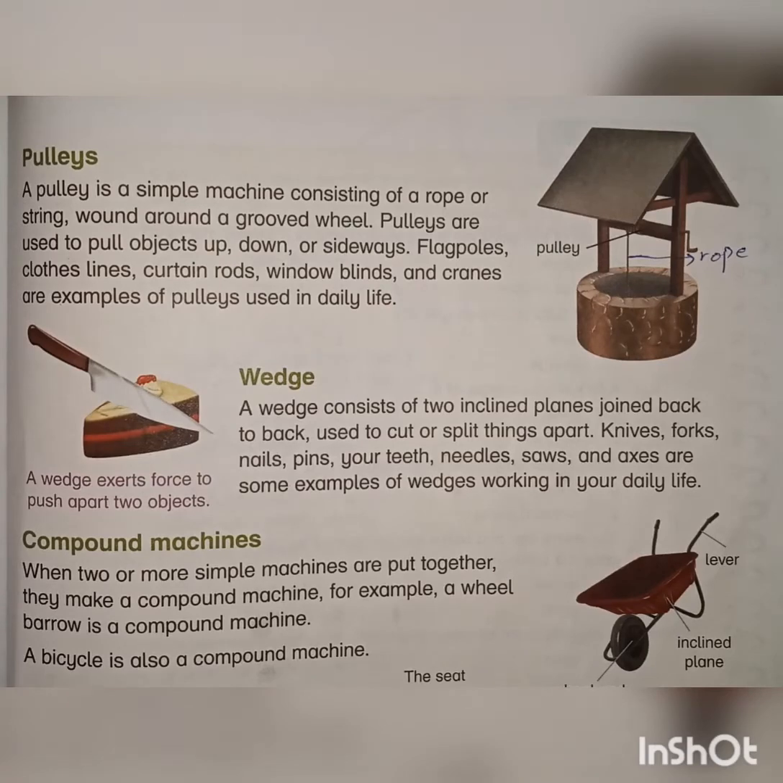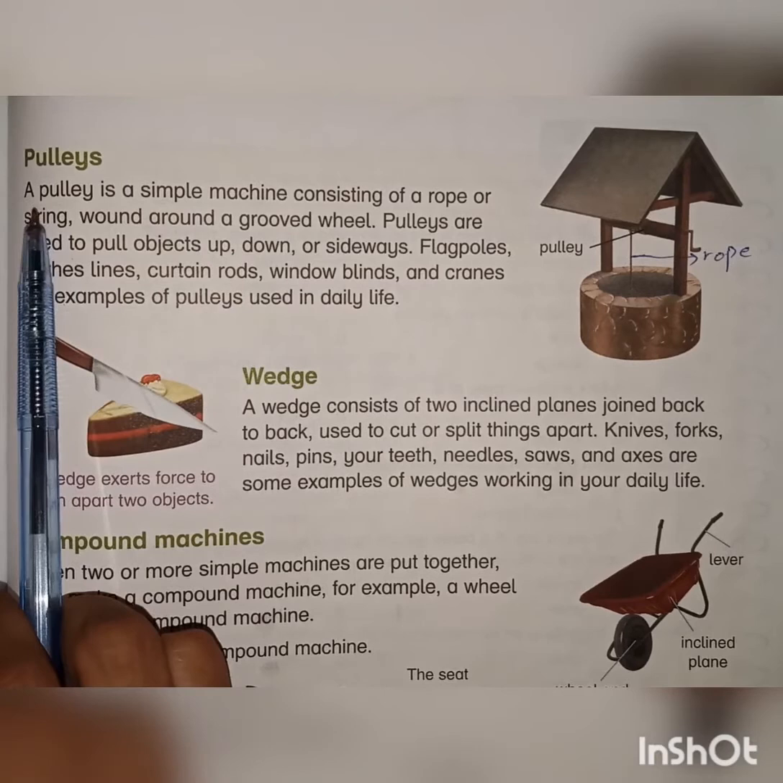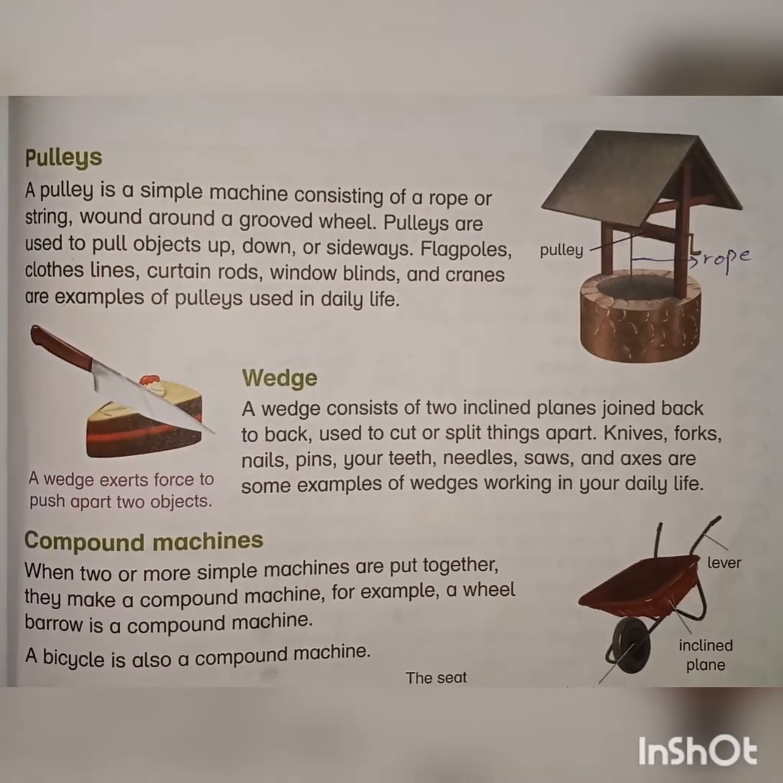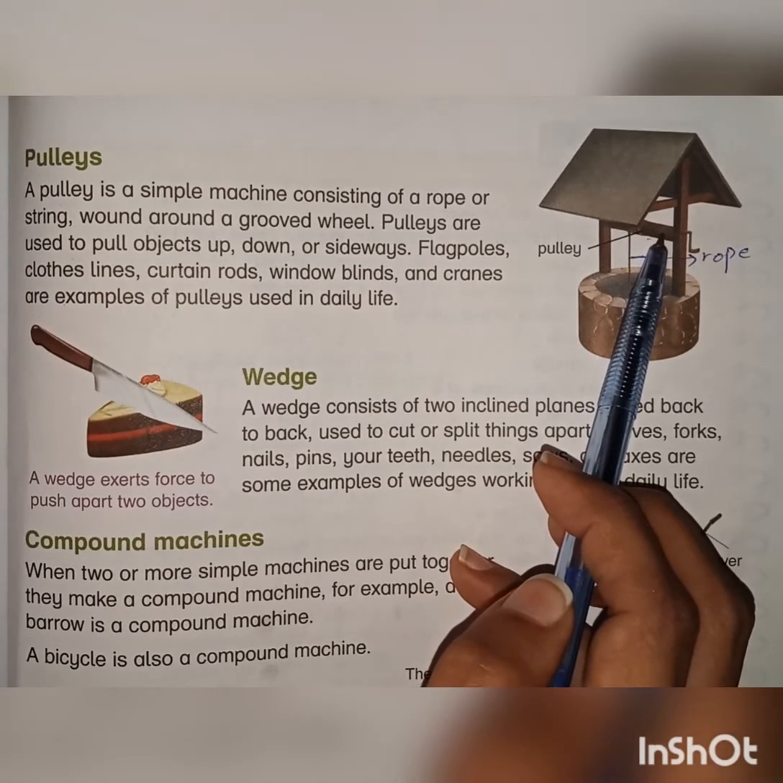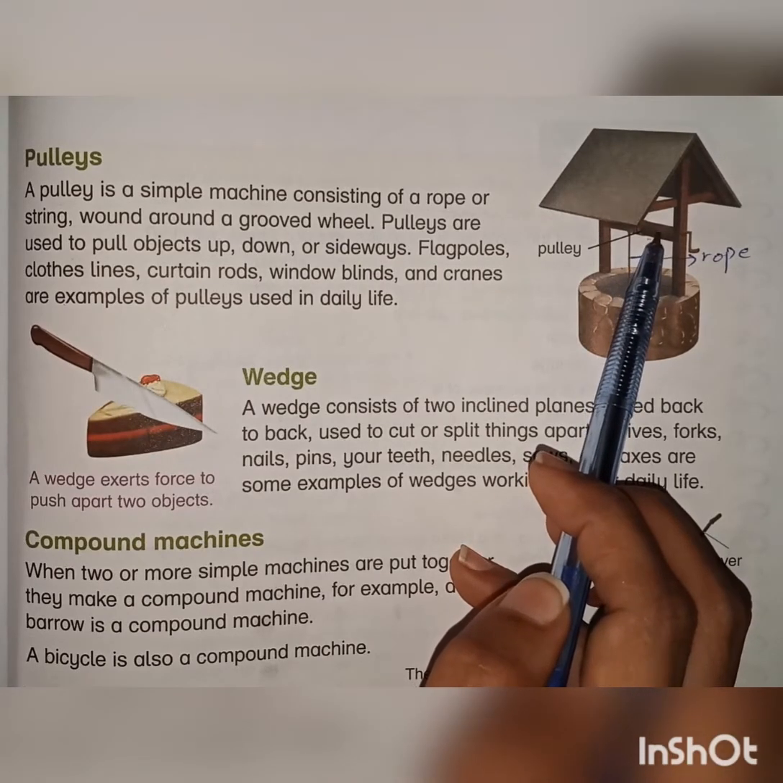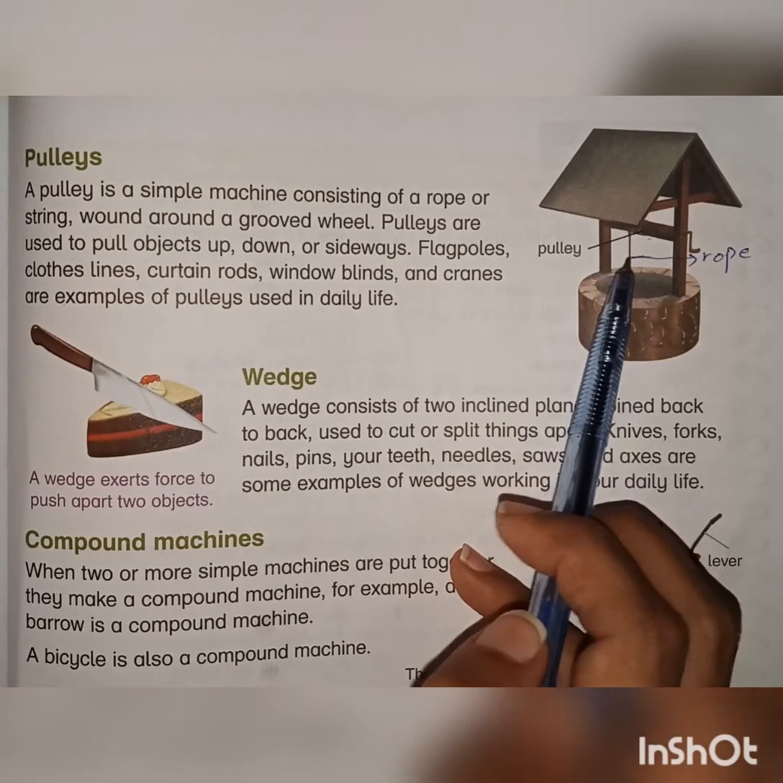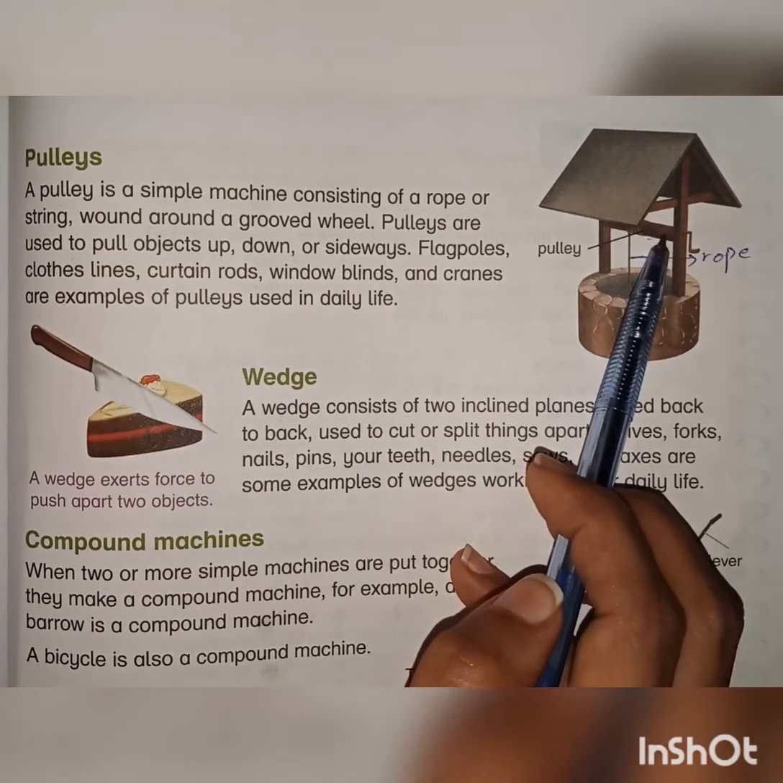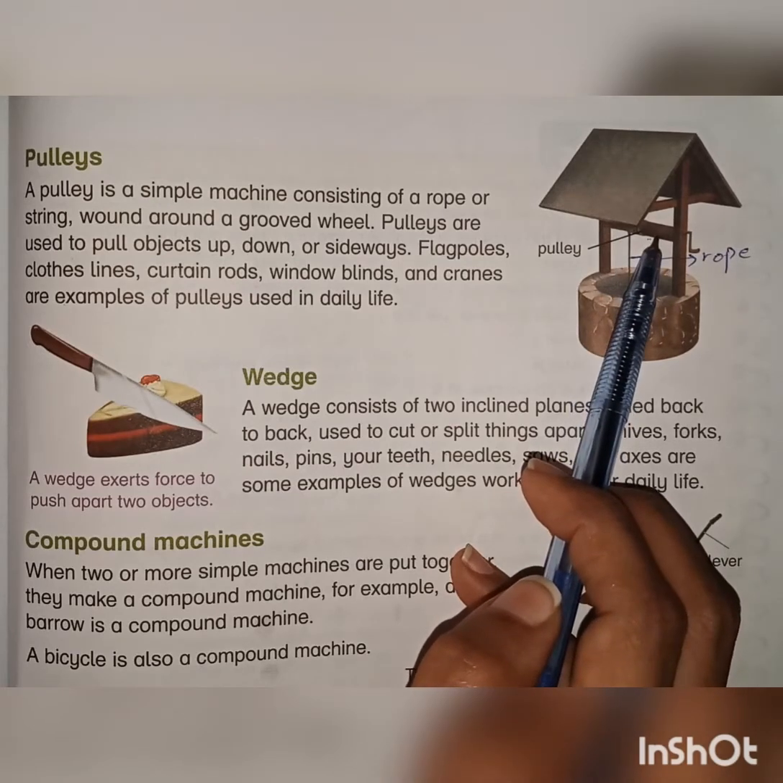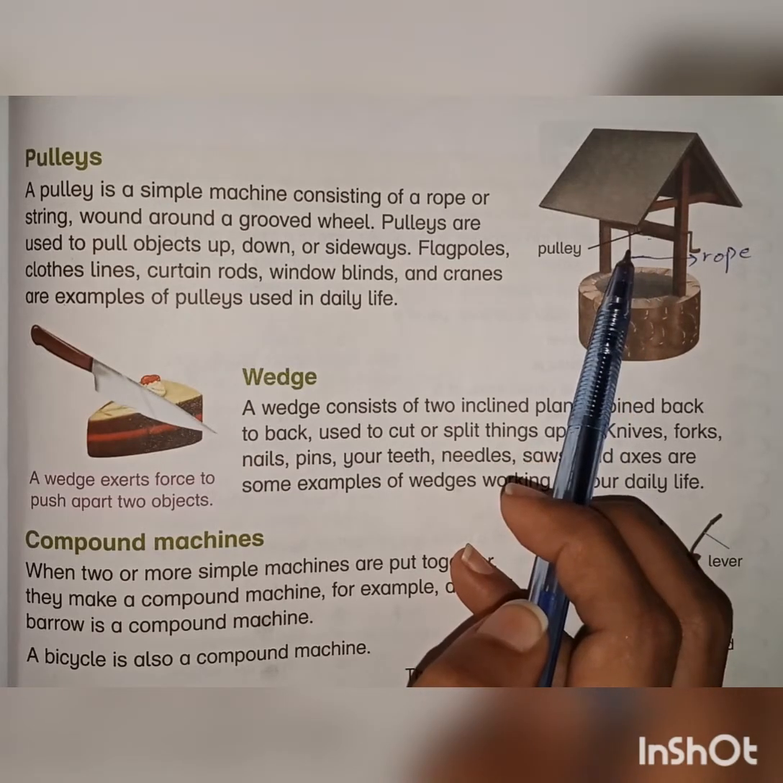Let's start explanation. What is a pulley? A pulley is one of the 6 simple machines. It consists of a rope or string that is wound around a grooved wheel. A pulley is a wheel. This is a wheel, and this wheel carries a flexible rope. This is a rope or a string. This wheel carries a rope on its rim, and it is wound around a grooved wheel.